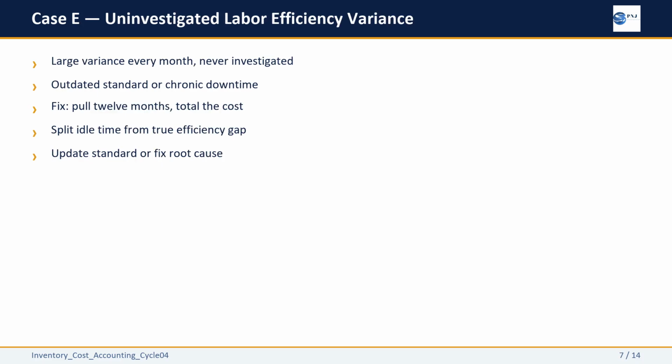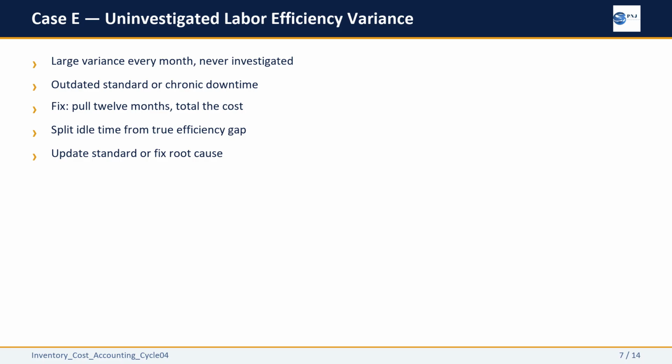Most people assume a recurring variance is just noise. Case E shows why that is dangerous. Production uses more labor hours than the standard allows, every single month, and nobody has ever investigated why. It could be an outdated standard set years ago, chronic machine downtime, inadequate training, or scheduling inefficiency.